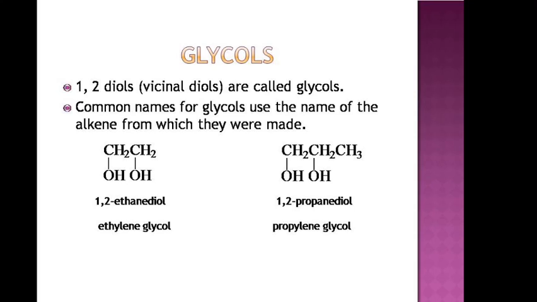If both hydroxyl groups are adjacent to each other, they are called vicinal diols. In that case we use the common name glycol. This is the structure of ethane-1,2-diol, and the common name of this is ethylene glycol.